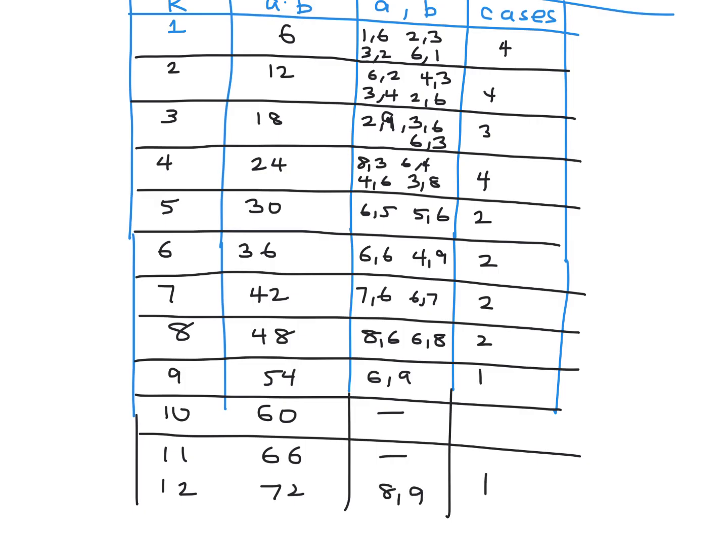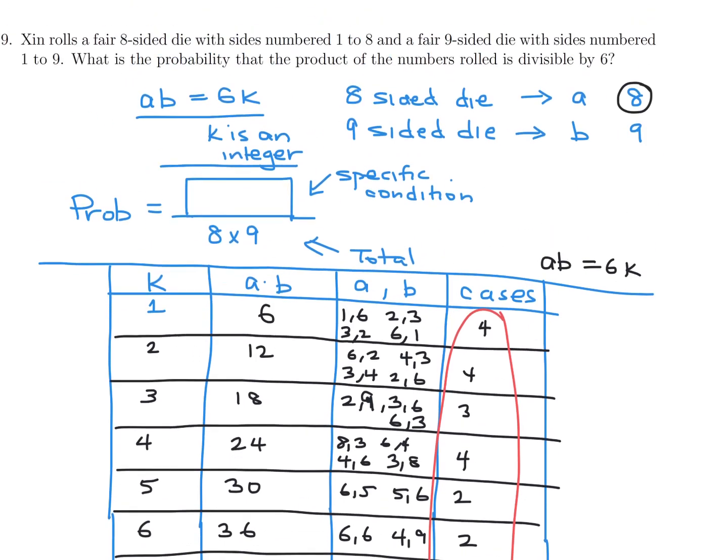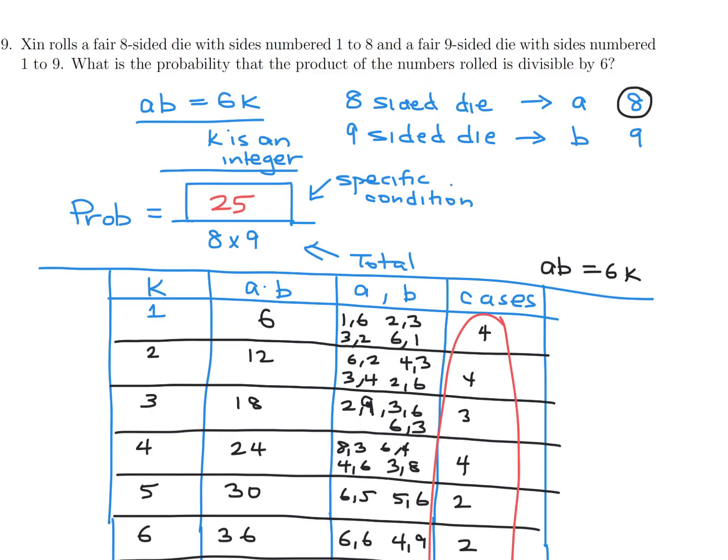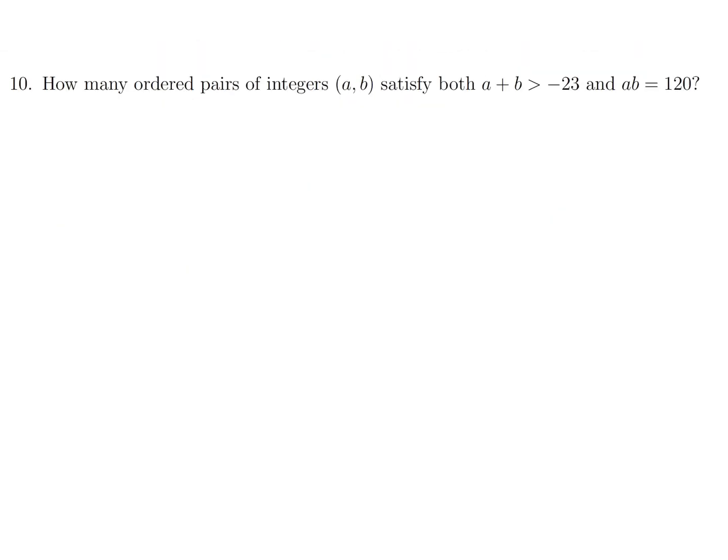So now we got to add these up. 4, 4, 3. That's 11, 15, 17, 19, 21, 23, 24, 25. So all of our cases add up to 25. So 25 is what goes here. So I guess we have to make this into a fraction. It would be 25 over 72. And I believe that is already in lowest terms. So that is the probability.